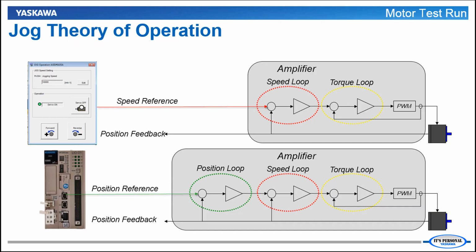You may be wondering why such a high speed didn't produce the alarm AD00 for excessive position error, like we observed in a previous video. The difference is behind the scenes, related to the control method. Jog commands a speed to the amplifier's speed loop, whereas the controller commands a position to the position loop. While jog operation is active, there is no position error, and that's why alarm AD00 is not generated.